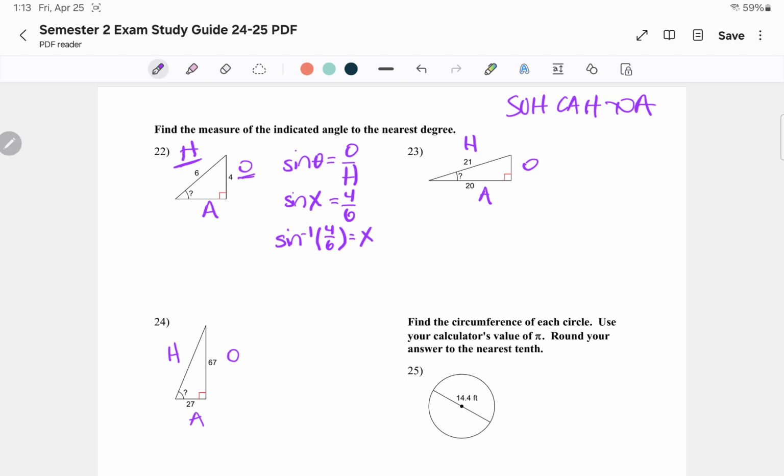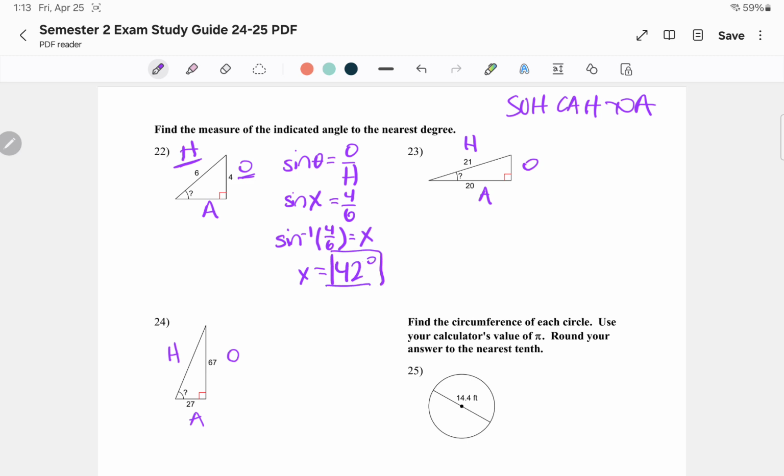So all I have to do in my calculator is pick it up, do the inverse sine, which is second, then the sine key, then I put in 4 divided by 6. And I get 41.8, or it's the nearest degree, so that would be 42 degrees.